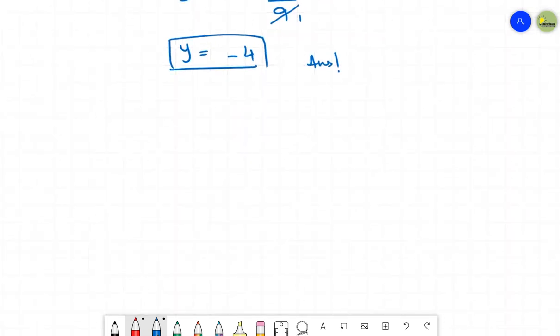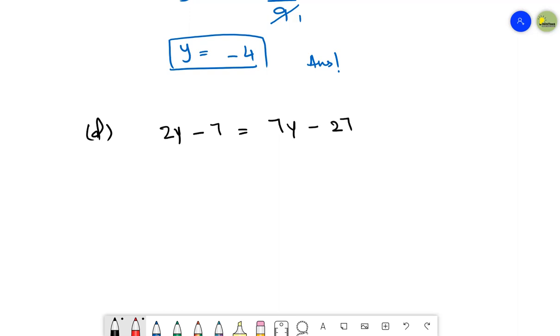Now let me do part D for you. In part D, you are having 2y minus 7 equals to 7y minus 27. Again, what you need to do, you have to arrange the like terms together. 2y and 7y are my like terms. What you need to do, move this 7y to left hand side of the equation. So it will be 2y minus 7 minus 7y.